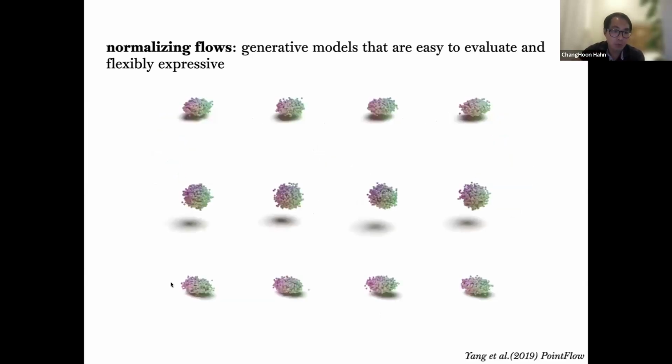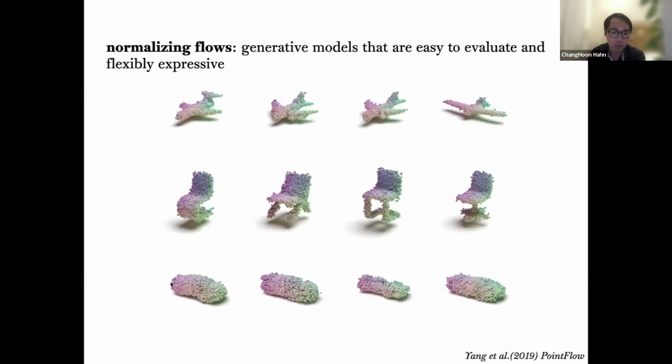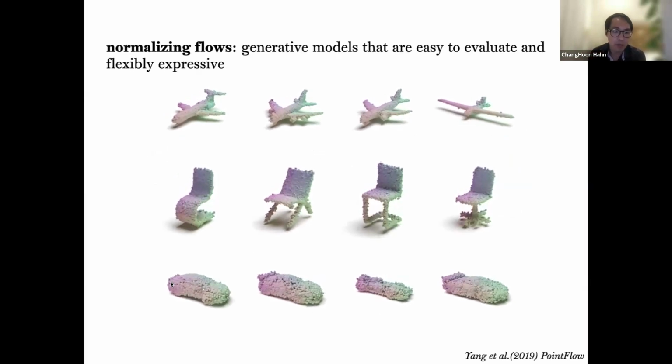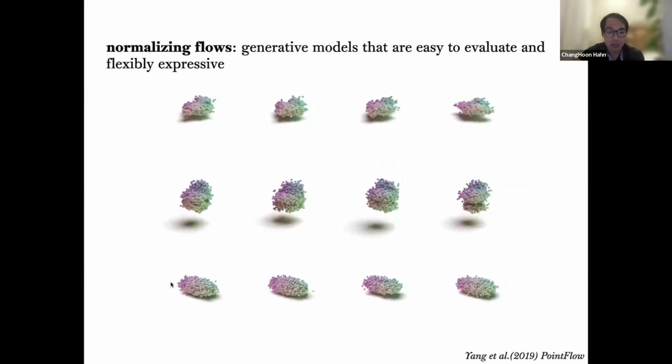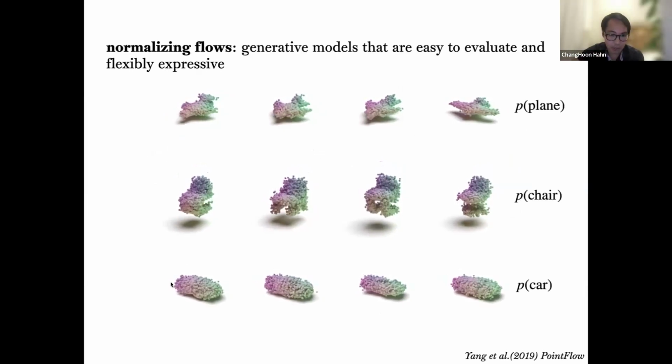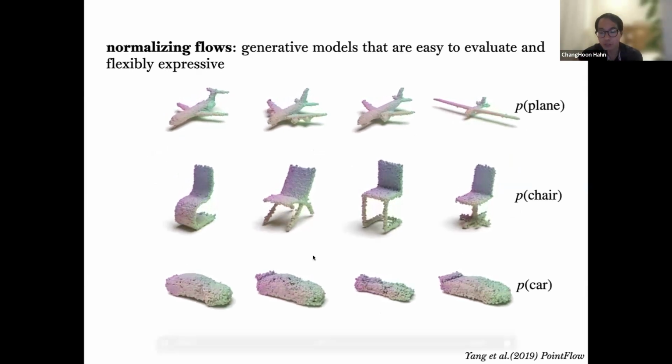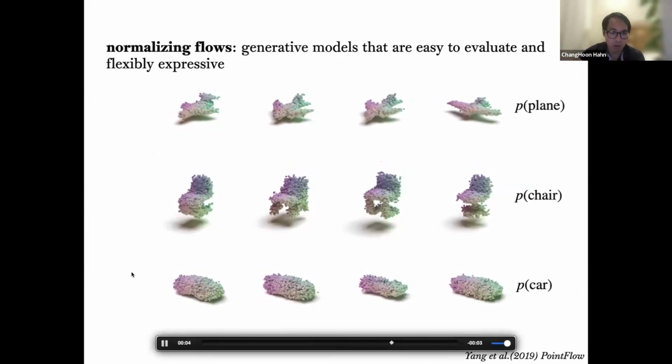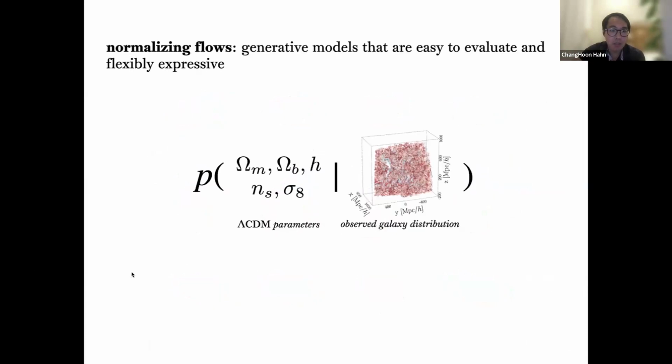So without going into any more details, here are some examples of normalizing flows describing airplanes, chairs, and cars. And these are estimating the probability distribution of planes, chairs, and cars. So going back to what we're actually interested in doing, which is inferring this posterior from simulations.